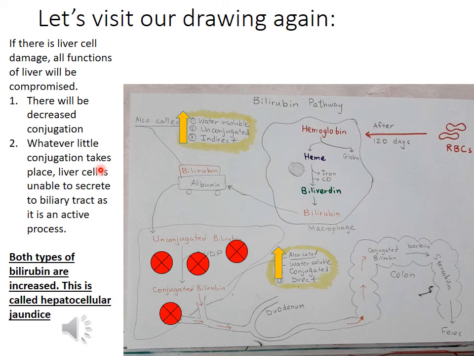And whatever little conjugation takes place, liver is not able to secrete the conjugated bilirubin into the biliary tract, because secreting conjugated bilirubin into the biliary tract also needs energy, and in liver damage, liver cannot do this. So conjugated bilirubin will also increase. So if conjugated bilirubin and unconjugated bilirubin both are increased in the blood, this is called hepatocellular jaundice.